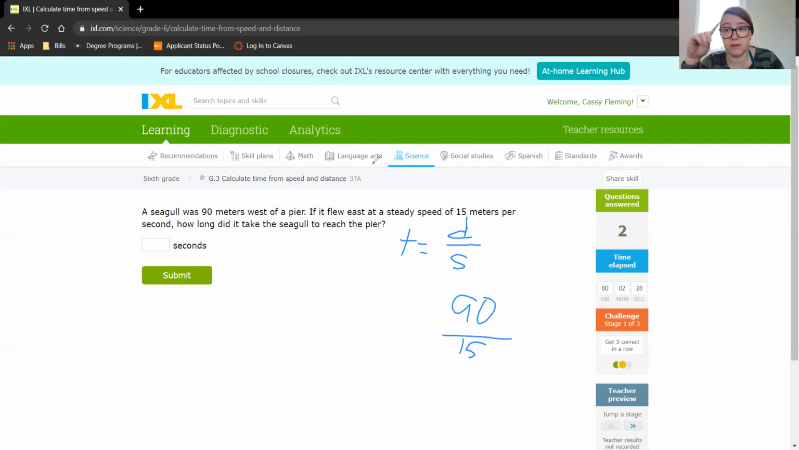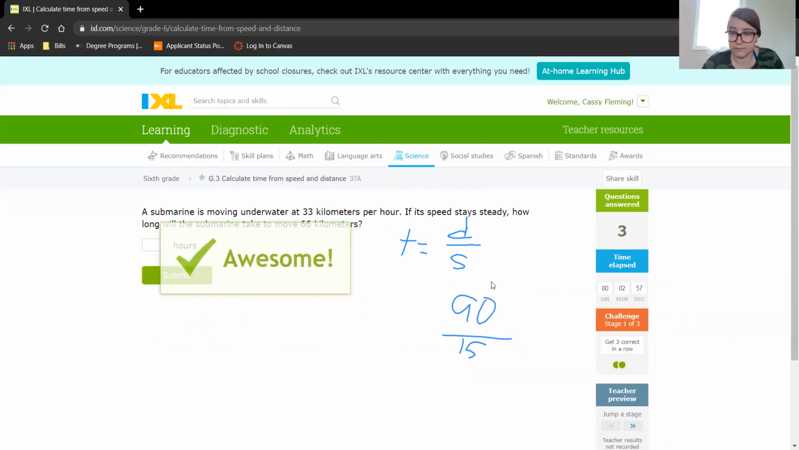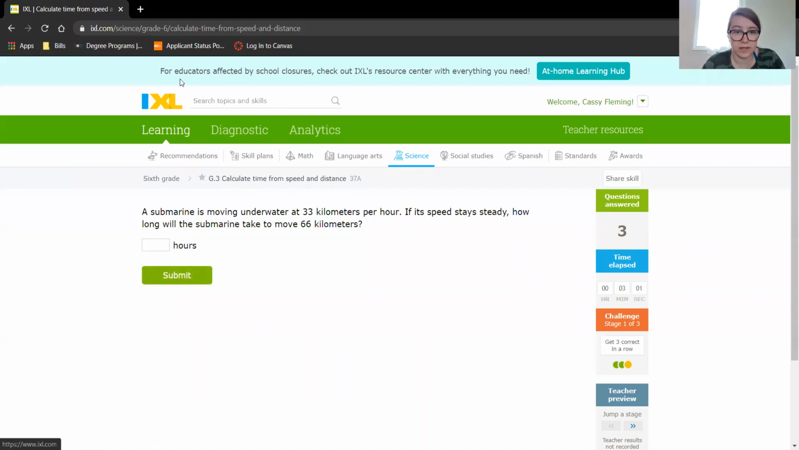I know that 15 plus 15 is 30, and I know 30 times 3 is 90. So if we go 15, 30, 45, 60, 75, 90, it should take him 6 seconds. 90 divided by 15 is 6. Someday I'll remember what I was trying to find. And we'll do one more of these problems before we move on to the next.